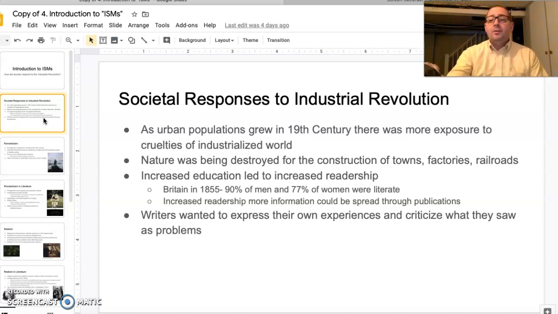Along with that, you also have people trying to make sense of the things that are going on in their lives. Nature is being destroyed, cities are growing, populations are booming, and people are getting concerned about the larger environment. There's also a larger readership, right? So if you are a person who wants to write a book, well, there's now a new market for you to sell those things to. By the mid 19th century, by the mid 1800s, 77% of women and 90% of men are literate, meaning you now have a large group of people to whom you can sell these books. So there is just a growing readership for these types of things.